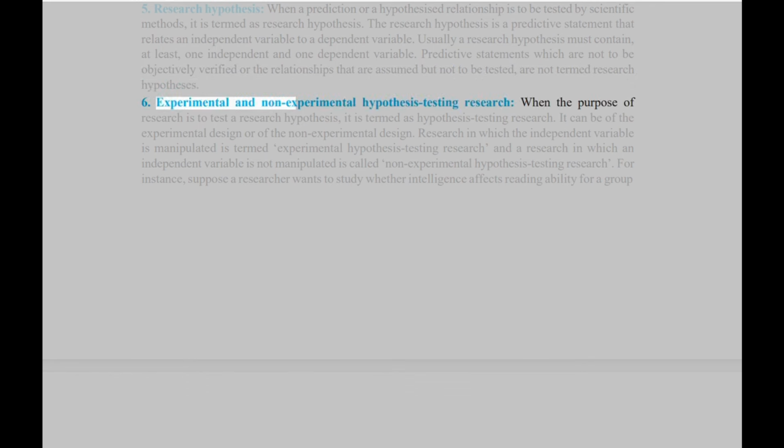6. Experimental and non-experimental hypothesis testing research. When the purpose of research is to test a research hypothesis, it is termed as hypothesis testing research. It can be of the experimental design or of the non-experimental design. Research in which the independent variable is manipulated is termed experimental hypothesis testing research, and a research in which an independent variable is not manipulated is called non-experimental hypothesis testing research.